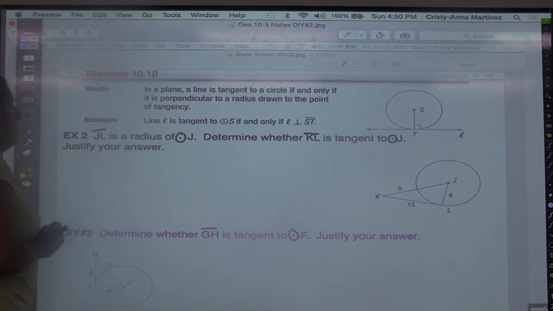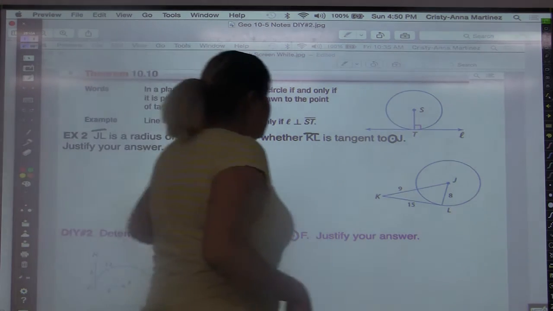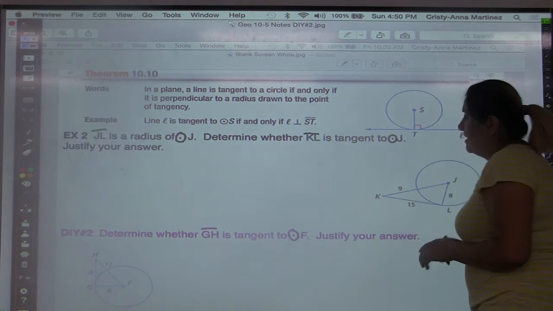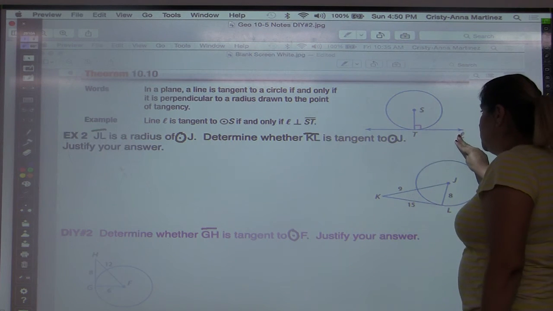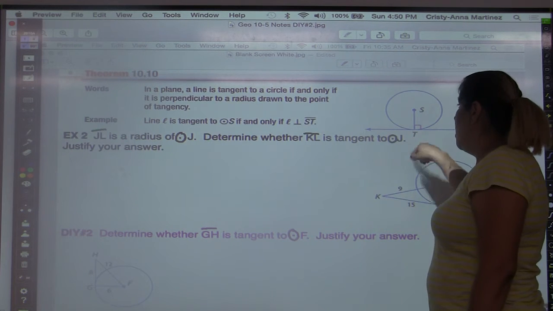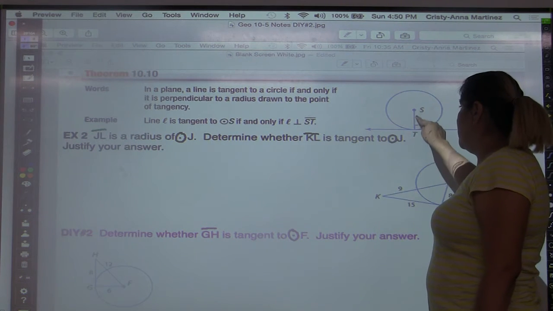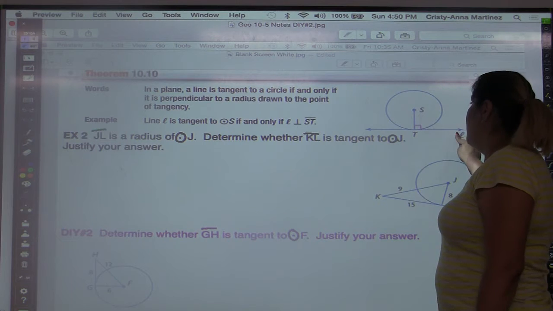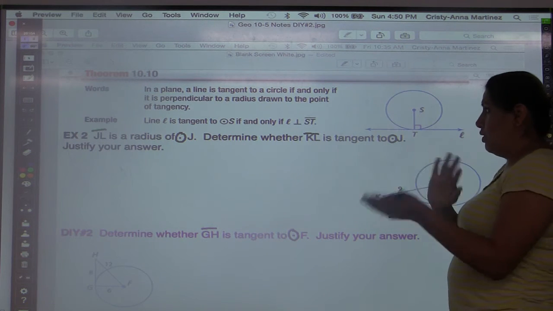But here we go. Theorem 10.10. It says, in a plane, a line is tangent to a circle if and only if it is perpendicular to a radius drawn to the point of tangency. So whenever you see the "if and only if," it means it can go both ways. That means that if this line is in fact tangent to the circle, then it has to be perpendicular to the radius ST. Also, it means that if the radius ST is perpendicular to the line L, then line L is a tangent. So it goes both ways.